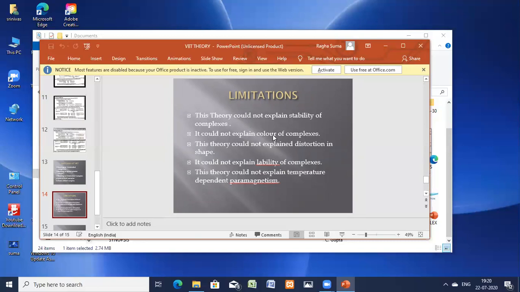Why they are strong, why they are stable, and why they are labile, that concept is not explained in the VBT. There are colored complexes, but the color is not explained. At the same time, the distortion of the d orbitals is also not explained. The temperature effect, how the magnetism is affected by the temperature, he couldn't explain. So these are the defects of the VBT.